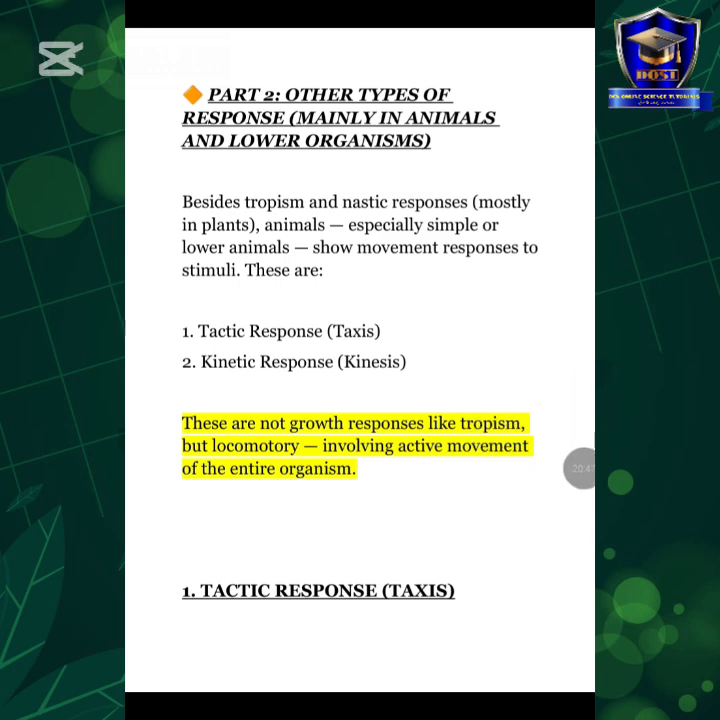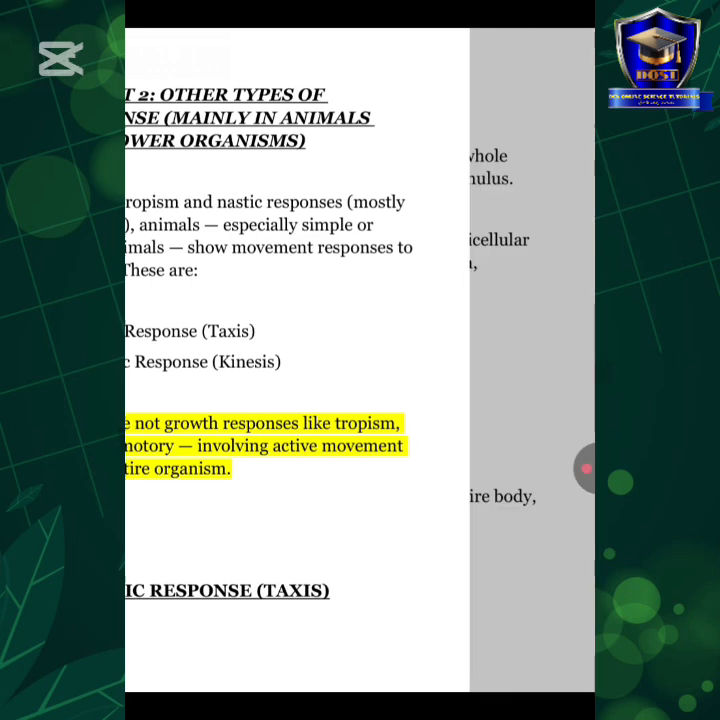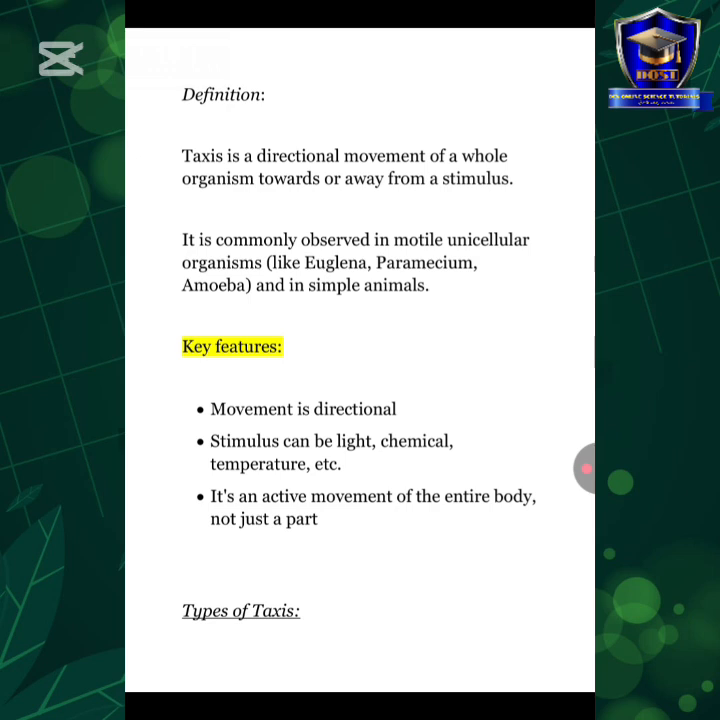Now let's go for the tactic response first before we talk about the kinetic response or kinesis. So let's look at tactic response. Taxis is a directional movement of a whole organism towards or away from a stimulus. It is commonly observed in motile unicellular organisms like Euglena, Paramecium, amoeba, and some simple animals. Whenever an amoeba, for instance, is moving towards, let's say, light, that's a positive response. This type of response, called taxis or tactic response, involves the movement of the entire organism. You know, in plants, it is just that the plant is growing towards the stimulus or growing away. This one, they are not growing, they are walking away from it or walking towards it.